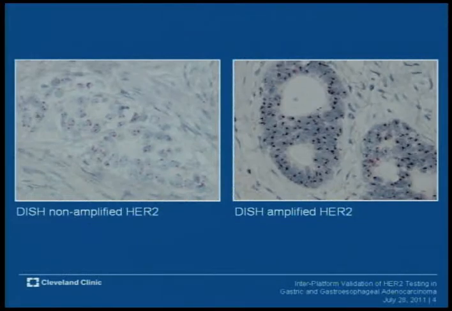This slide shows two pictures of dual in situ hybridization methods. On the left is a non-amplified one, and you can tell because the red dots represent the centromeres, that's chromosome 17. However, on the right, it shows an amplified tumor cell because the black dots represent the HER2 gene copies, and the black dots are very prevalent there and greatly outnumber the chromosome 17 centromeres.